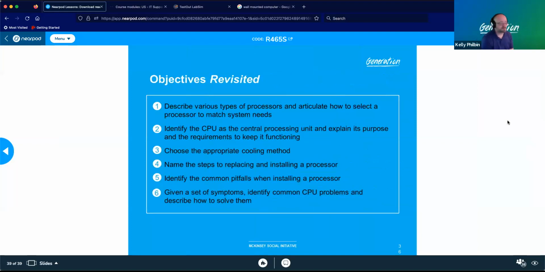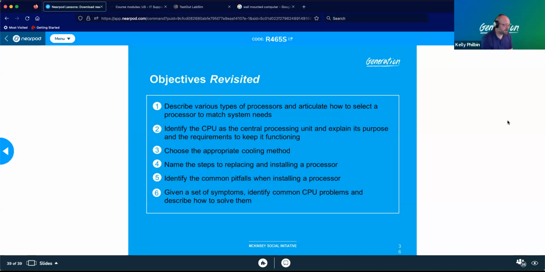Kind of wraps it up. You should be able to describe the various types of processors and architectures. So we have the Intel LGA, we have the AMD PGA, we have the ARM architecture, which is our mobile devices and smaller computers.